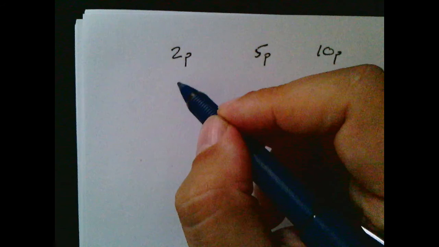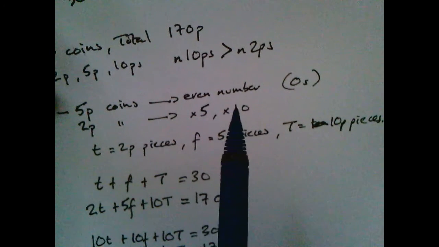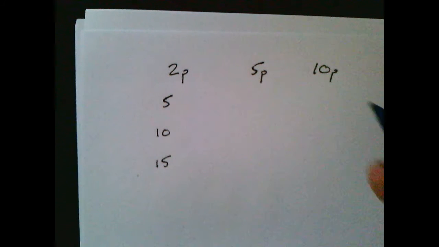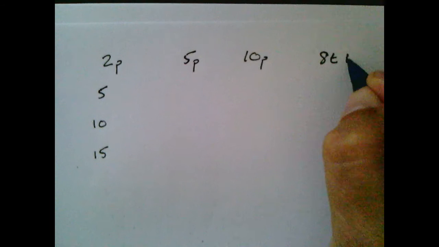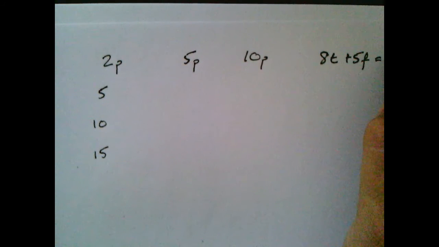So we can say, well, we've got 2p's, 5p's, and 10p's, and we know that 2p pieces have to be in multiples of 5 or 10. If you remember that from one of the first things we looked at, it's one of the things we're going to be using. Let's write it down here. We've got 5, 10, 15. And we also know that 8 times the number of 2p's plus 5 times the number of 5p's is 130. So that's one of our constraints.